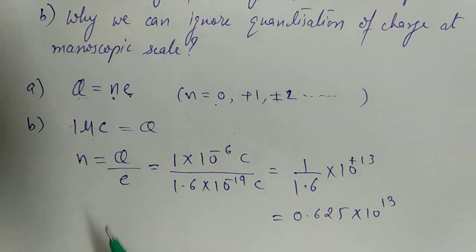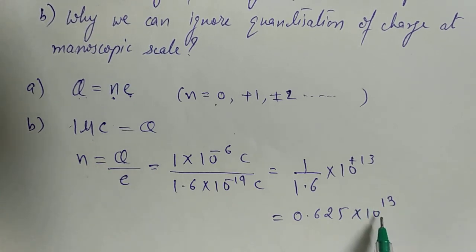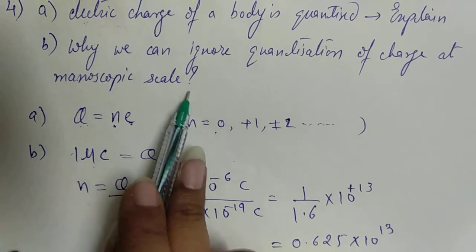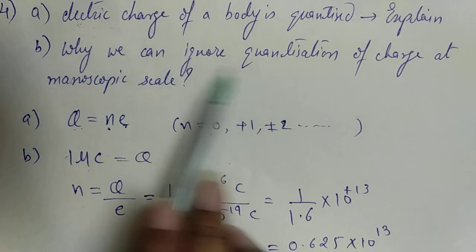So just think, if in 1 microcoulomb charge 10 raised to 13 electrons are present, when the number of electrons is so big, the discrete nature of the electron is not seen. The charge will appear to be continuous. From here, if you remove one electron or add one electron, it will not make any sense. So we can say that at macroscopic scale, where the number of electrons is very high, you can ignore quantization.